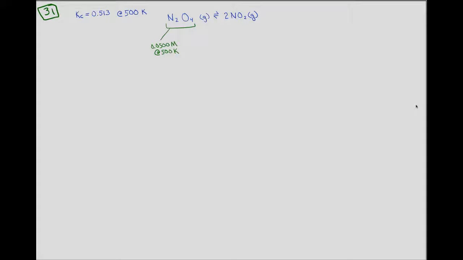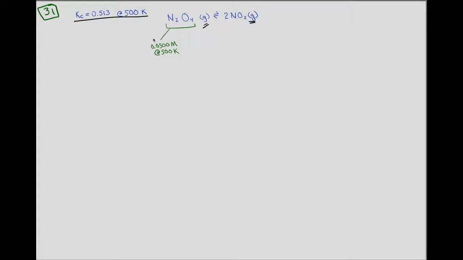This is Chemistry Equilibrium, Homework Problem 31, Chapter 14. Now, in this case, we're given a reaction N2O4 to 2NO2, both of them gases, and they do give the equilibrium constant here, and that's at 500 Kelvin. The constant is 0.513.